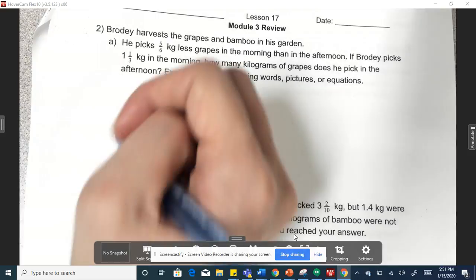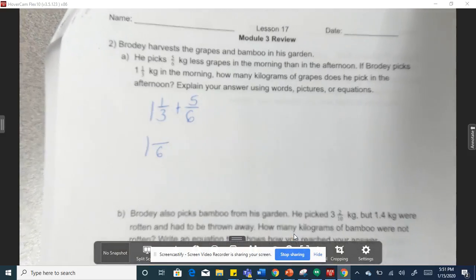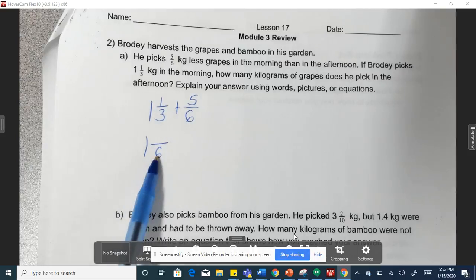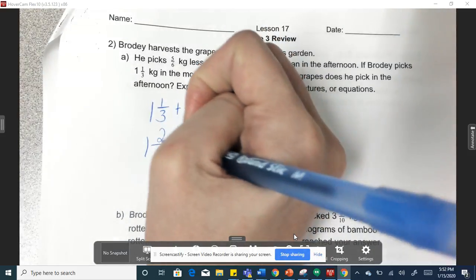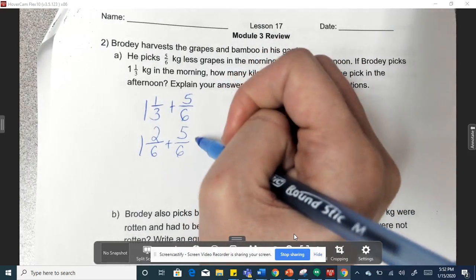So let's start by creating our common denominators, which we know is 6. So 1 and something over 6. 3, oh my goodness, it's all blurry again. There we go. So we know that 3 times 2 is 6. So 1 times 2 is 2. 5/6 is already in sixths, so we can leave it as is.